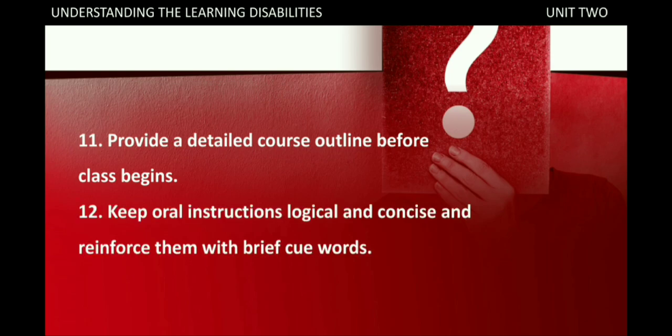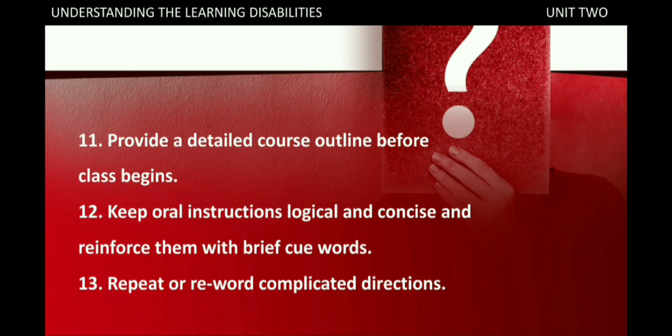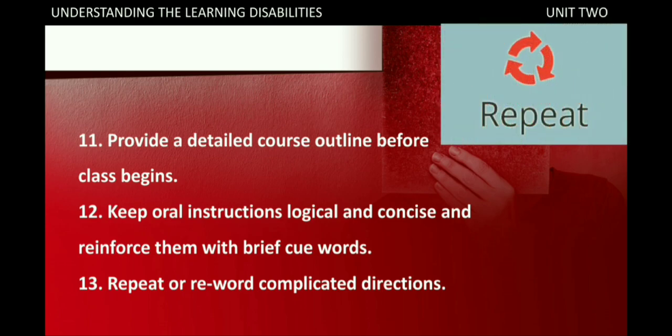Then keep oral instructions logical and concise and reinforce them with brief keywords, because if you are giving instructions to kids, make them logical and don't go in a lengthy way. Make them concise, brief and simple so that the student can easily understand what you are telling. And you have to repeat or reword complicated directions, because you are a student and a teacher too, and sometimes you will not grasp the idea of some portions of the content properly, so you have to reread. The same thing you have to do with the kids. If a difficult topic is there, you have to teach it repeatedly, again and again, till they understand the chapter and the meaning of the content.